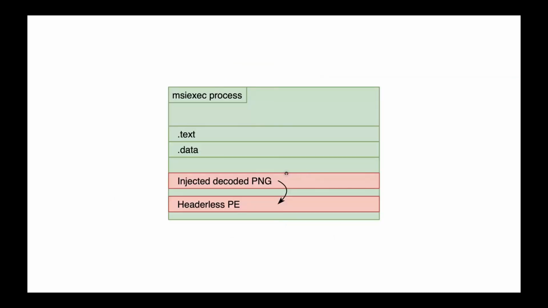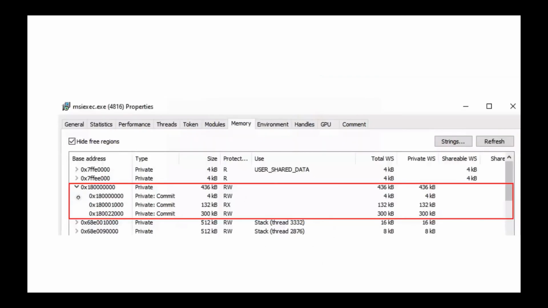So the shellcode that was injected into msiexec will end up with this headless PE running inside the process. And if we look at the memory allocations of msiexec, you can see this bit of memory up here. This is what we allocated with VirtualAlloc, and you can see how it's marked. Some of it is read-write, some of it is read and execute.